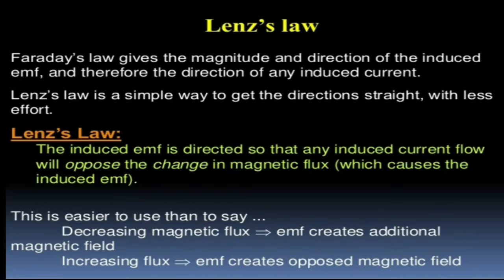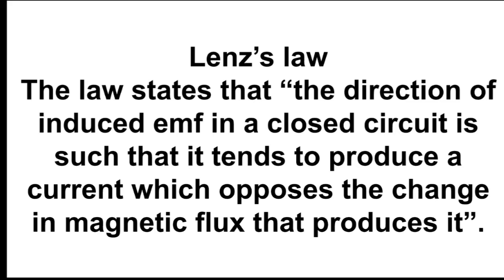Once again, we'll go through the actual statement of Lenz's law. According to Lenz's law, the direction of induced EMF in a closed circuit is such that it tends to produce a current which opposes the change in magnetic flux that produces it. So the induced EMF will oppose the change which produces that induced EMF. Let's explain this law with the help of examples.